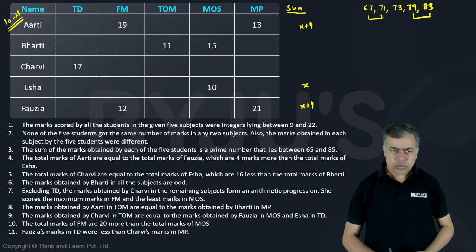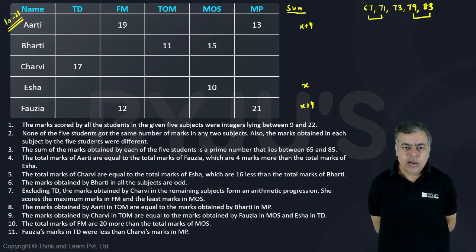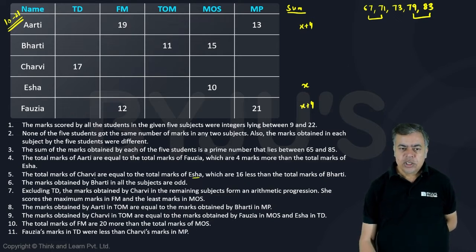Okay, let's see. I know what the possibilities are. Now the total marks of Charvi are equal to the total marks of Isha, so Charvi and Isha are also the same, which are 16 less than the total marks of Bharti, 16 less.